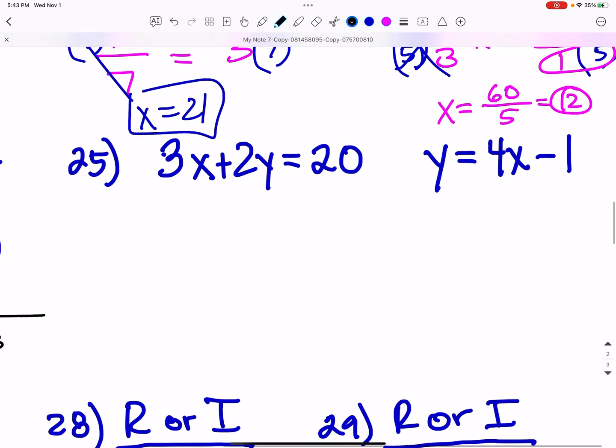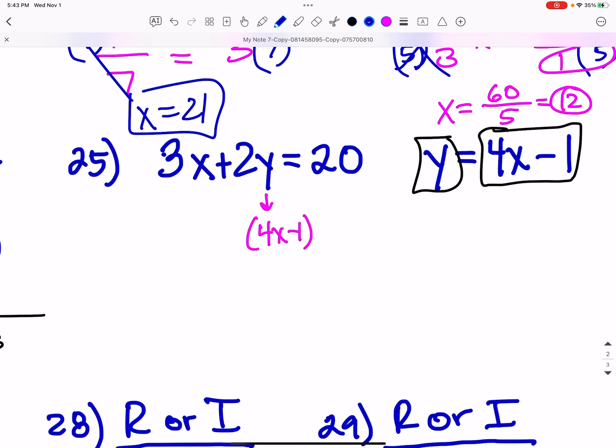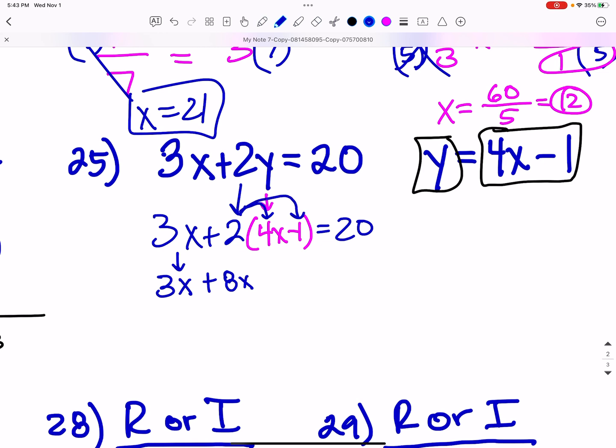Next one. Y is the same thing as 4x's minus 1. So over here, I'm going to take out the y. I'm going to plug in 4x's minus 1. Everything else gets written the same. 3x plus 2 times 4x minus 1 equals 20. The 3x isn't involved in my Starbucks order, so he just gets a free pass. This one is 2 times 4x is positive 8x. 2 times negative 1 is negative 2 equals 20. I have 3x's and 8x's on the same side. I have 11x's on the same side. Minus 2 equals 20.